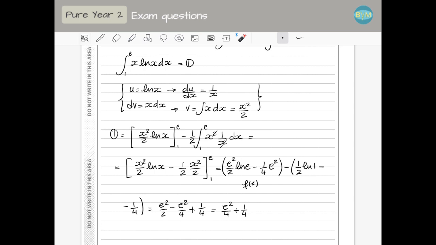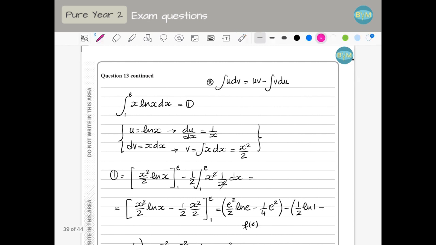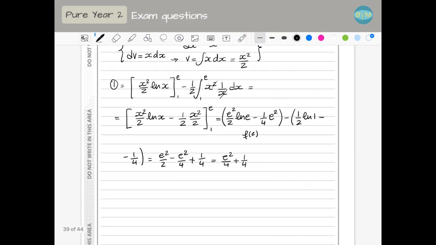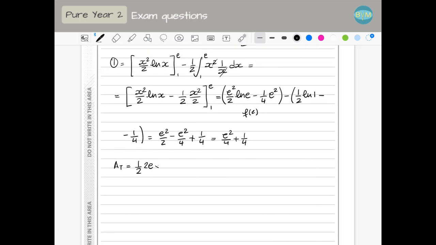That's the area of this first part. This is what we just found. And now we are going to find this triangle. This triangle, the base is 3e minus e is 2e, and the height is e, the y coordinate. So the area of the triangle is going to be 1/2 base, we said it was 2e, times height. So this is going to be e squared.